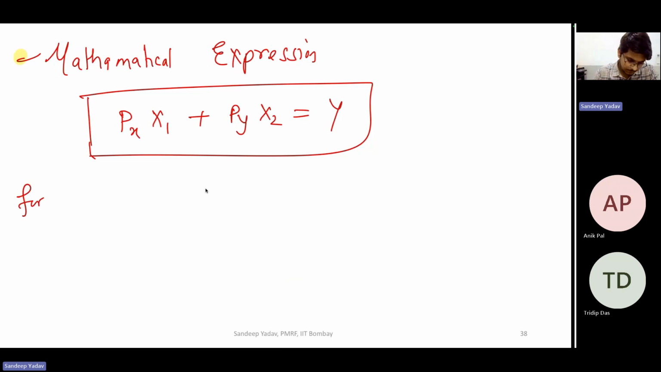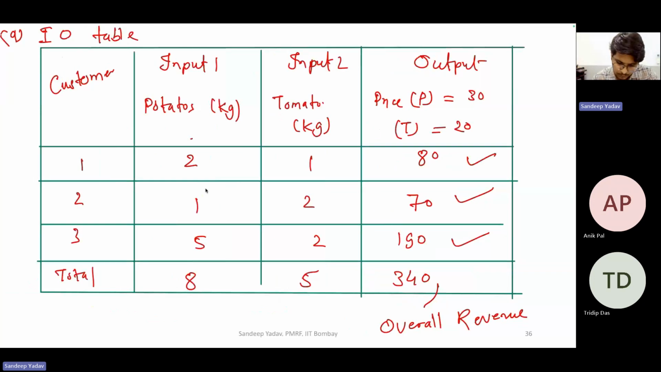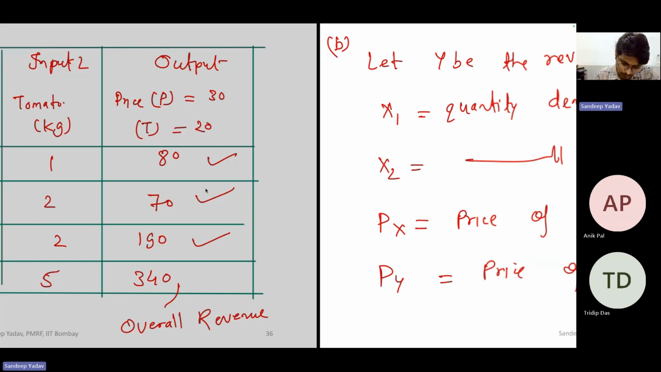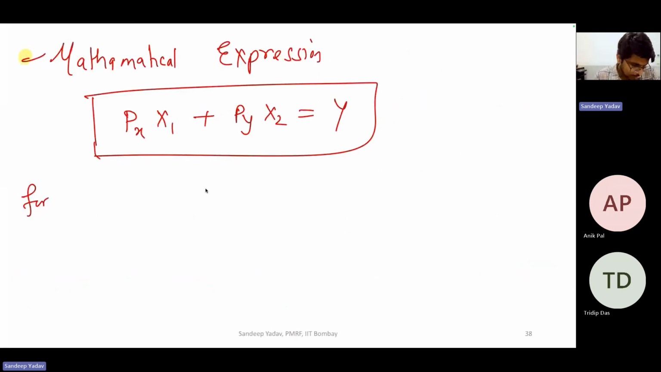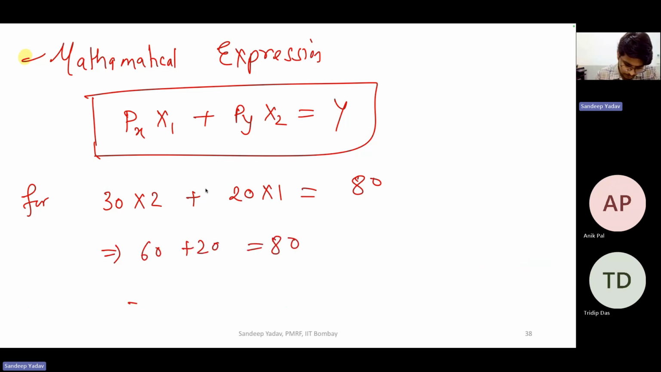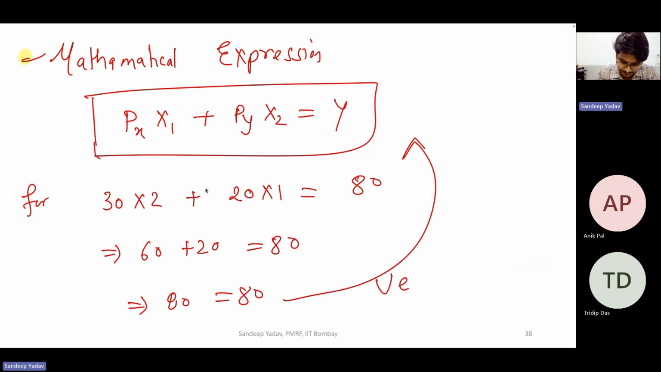For example, if you calculate that for customer 1 here, customer 1's inputs will be potatoes 2 kgs and tomatoes 1 kg. So revenue must be 80. In that case, we should be able to solve this: 30 into 2 plus 20 into 1 should be equal to 80. Similarly, 60 plus 20 is equal to 80. So 80 is equal to 80. Now that's verified that the mathematical expression is correct.